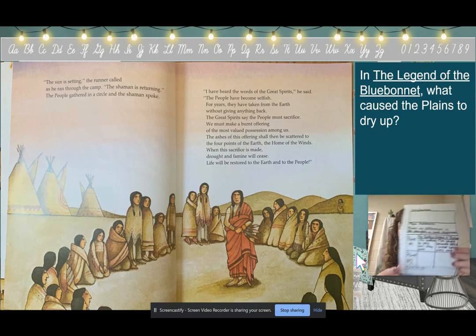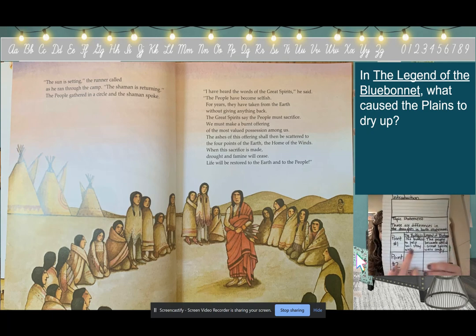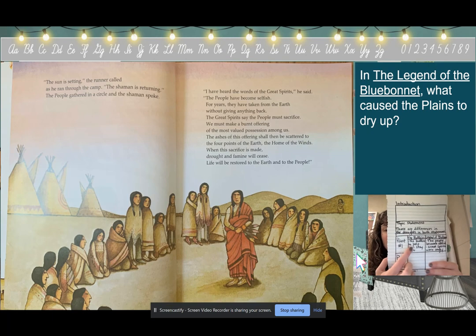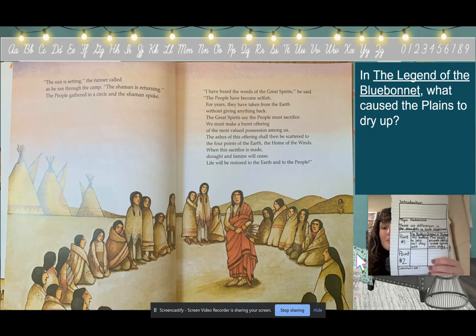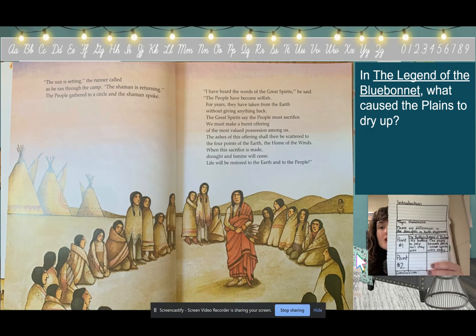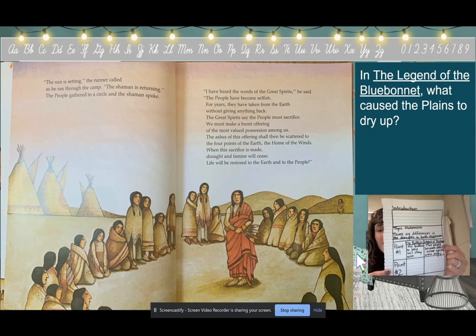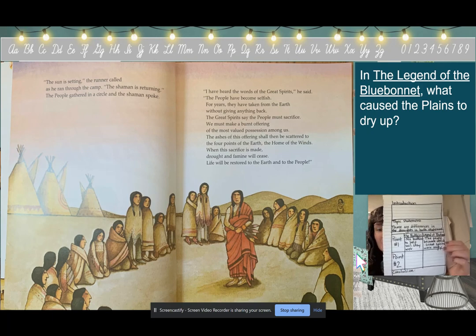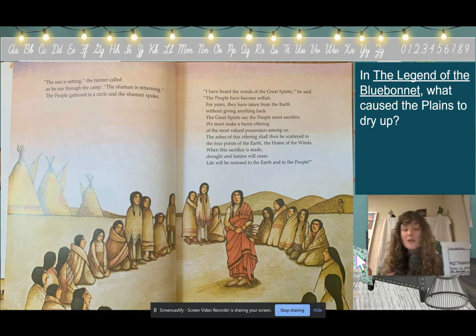So let's think about point number 1. We're talking about what caused the plains to dry up. And the buffalo are back. The plains dried up because there were no buffalo to help the soil stay healthy. In the legend of the blue bonnet, the plains dried up because the people became selfish and the great spirits were angry.